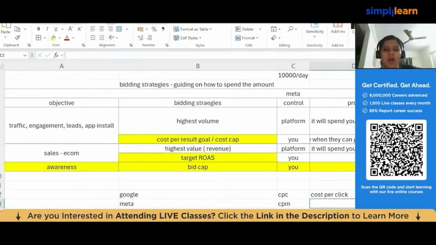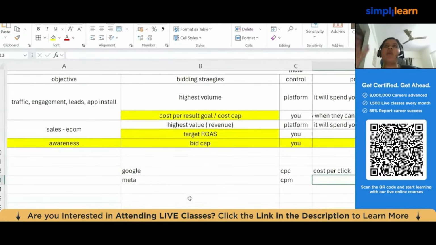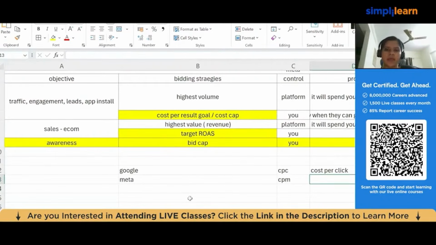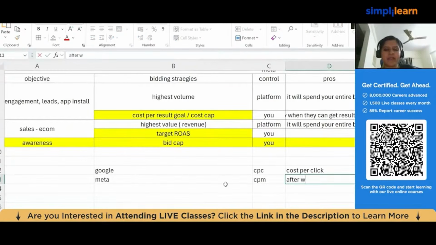Whereas Meta would charge the brand, obviously, when a person clicks on it, but Meta would also charge you even if you just want to show your ad. Okay, so after every 1,000 impressions, CPM, the full form of CPM is cost per 1,000 impressions. It won't charge you for one impression. It won't charge you if your ad is only shown once. But after every 1,000 impressions, the platform would charge you.